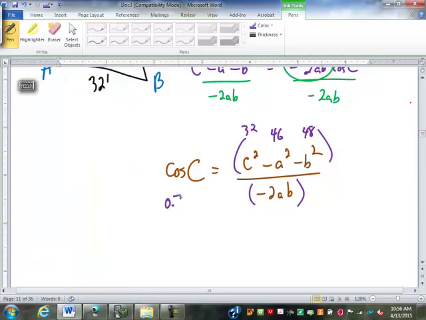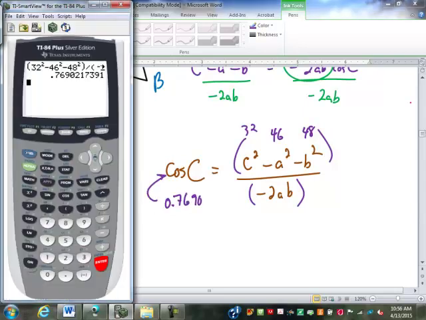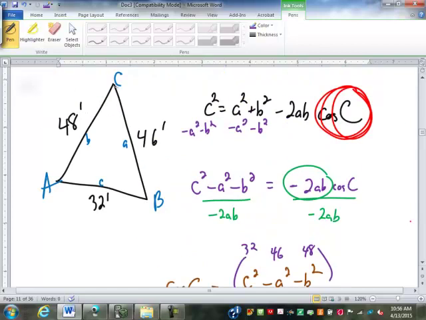0.7690. That is the cosine of c. So I do inverse cosine. So second cosine, second answer. 39.73 degrees.